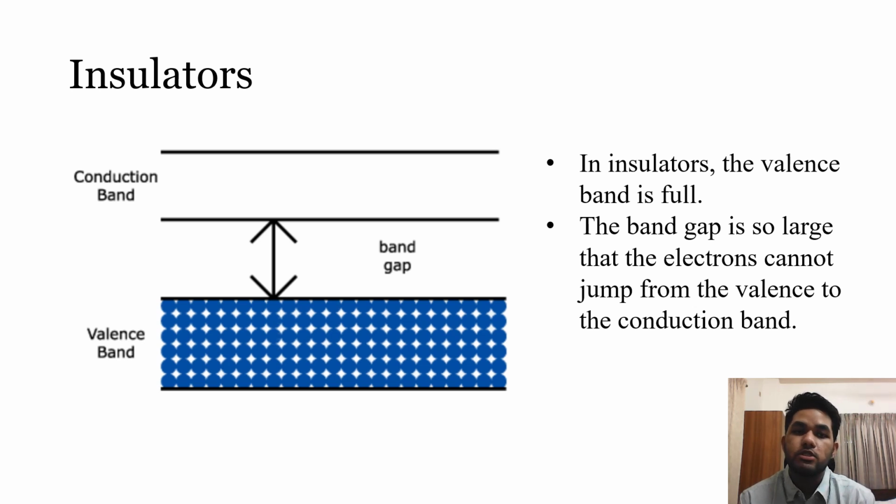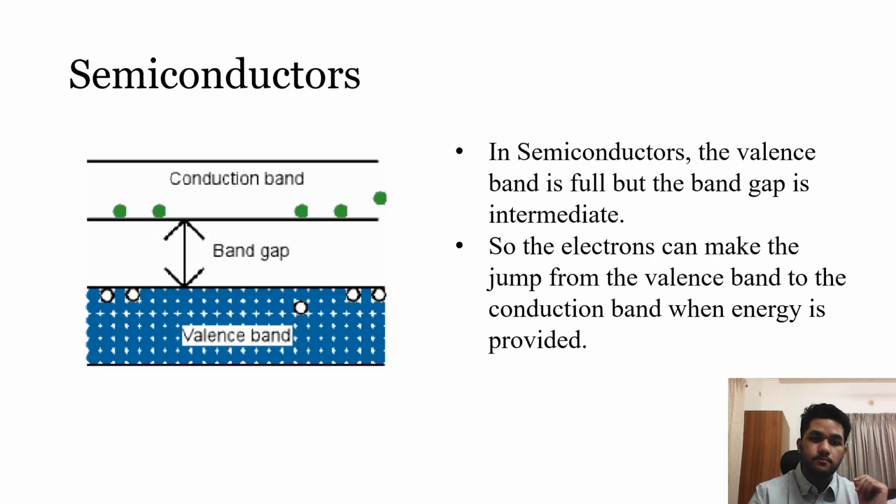Next we can see insulators. In insulators, you can see that the valence band is full, and the band gap in insulators is so large that the electrons cannot jump from the valence into the conduction band. So the band gap is large, and this makes the movement of the electrons from the valence band to the conduction band difficult. Hence the conductivity in insulators is very low.